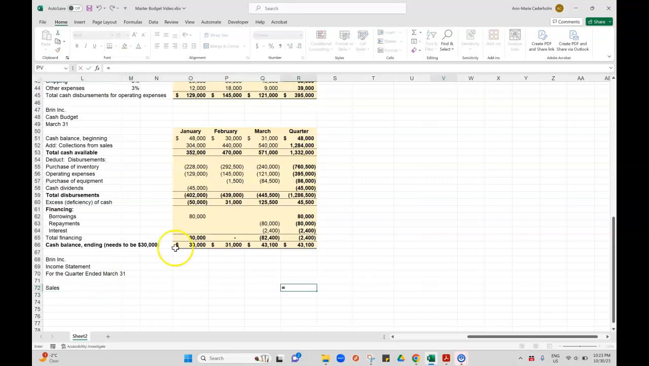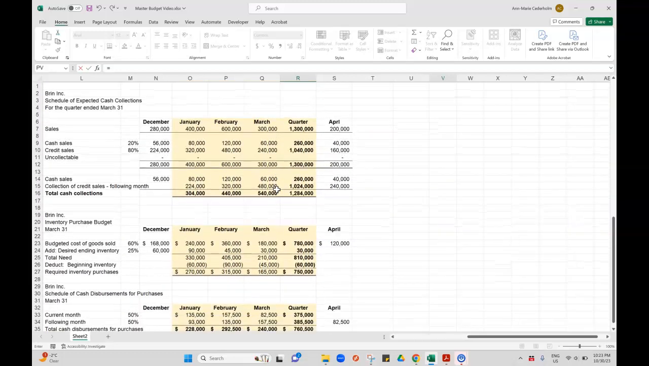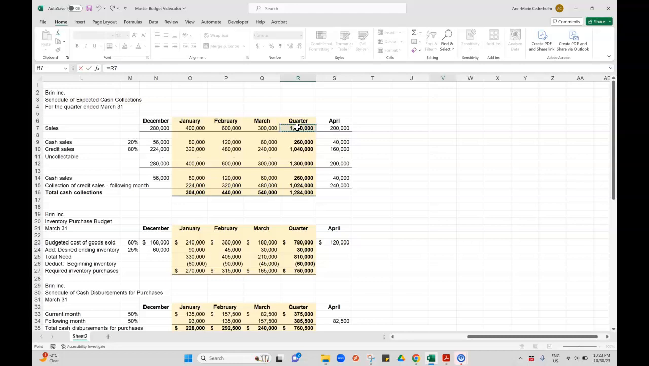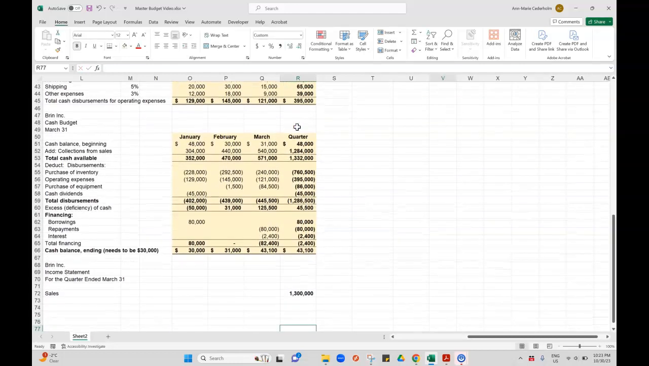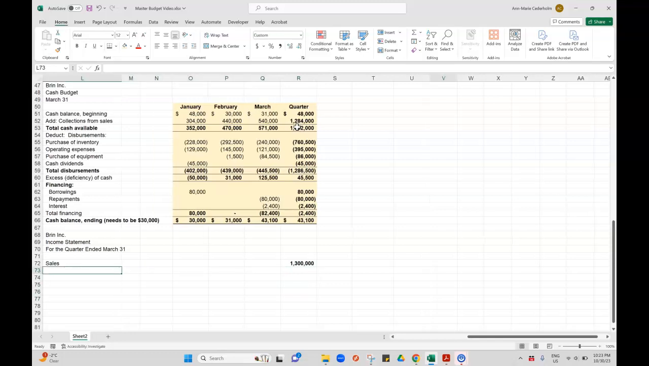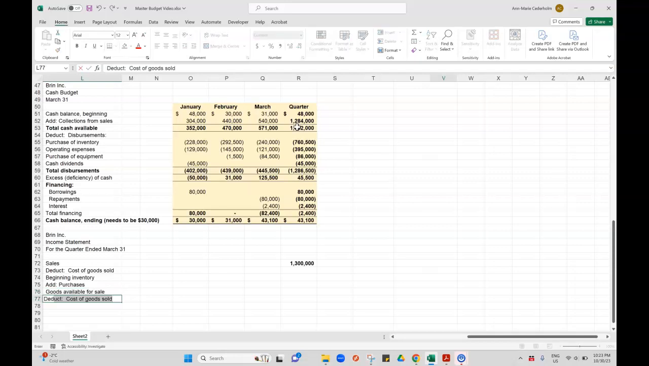So the first item that I'm going to start with is our sales. I can grab this off of our cash budget because I had my sales there, and it's for the quarter, so it's the 1.3 million. And now what we're going to do is deduct our cost of goods sold. Remember, this is made up of beginning inventory, and then when we add in our purchases, that gives us our goods available for sale. And then if we subtract out our ending inventory, that will give us our cost of goods sold number.